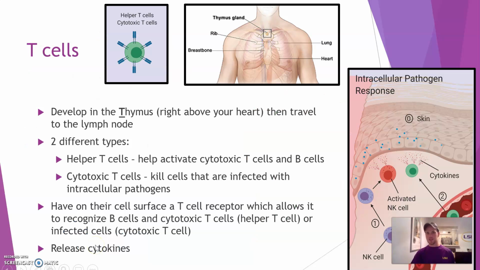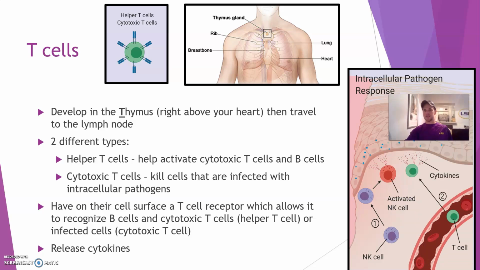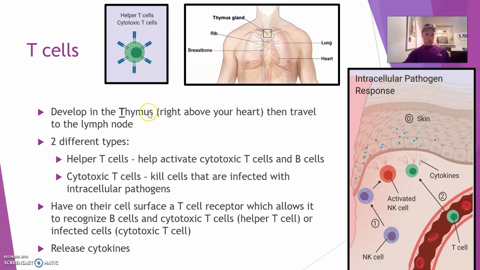And so the first cell we're going to talk about are what's called T cells. The reason why they're called T cells, as we talked about in that little diagram, is that these cells develop in the thymus. Thymus starts with T, and so they said, oh, cells that develop in the thymus are called T cells.